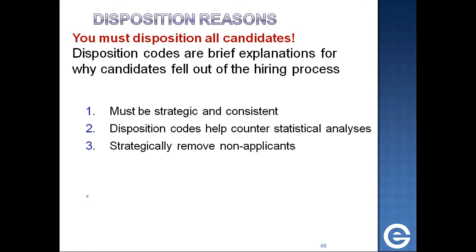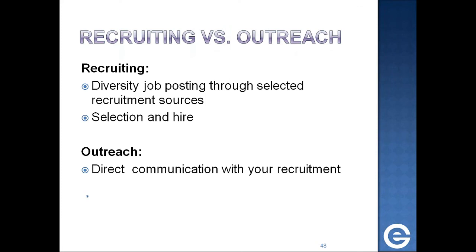So an individual that falls out of the applicant process maybe is no longer interested. Maybe they are not eligible to work in the U.S. Maybe they're not a U.S. person if you fall under ITAR compliance. So you want to take a look at your disposition reasons. So if you're a recruiter, we're going to depend on your documentation.